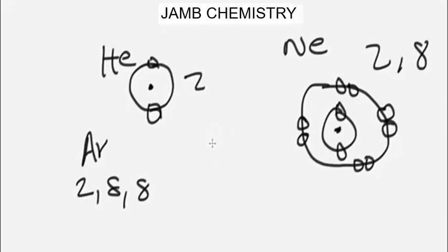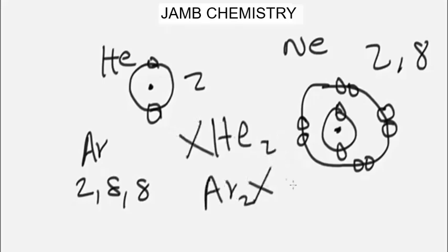Note again that the group 0 or group 8 elements, the noble gases, exist as monatomic gases. Basically it means you don't have something like helium 2 or argon 2. No, this is wrong. You only have helium gas, you only have argon gas. This is the right way to express them. So they exist as monatomic gases.